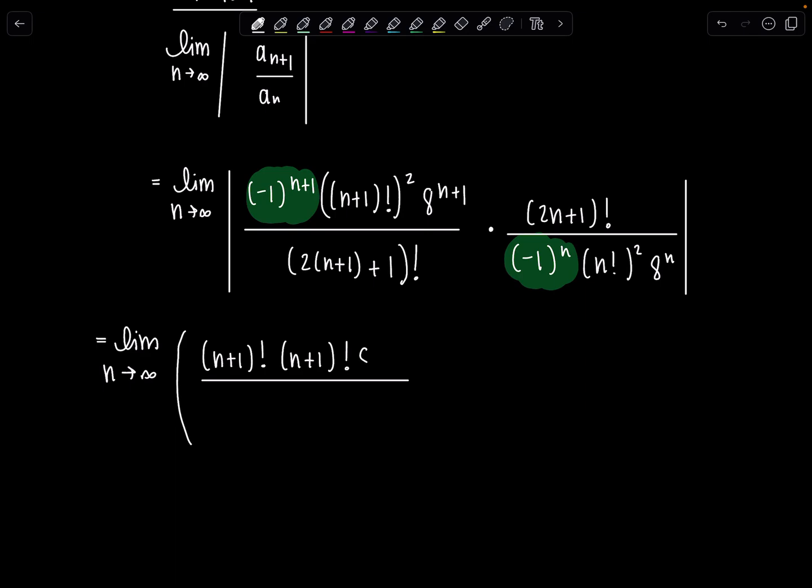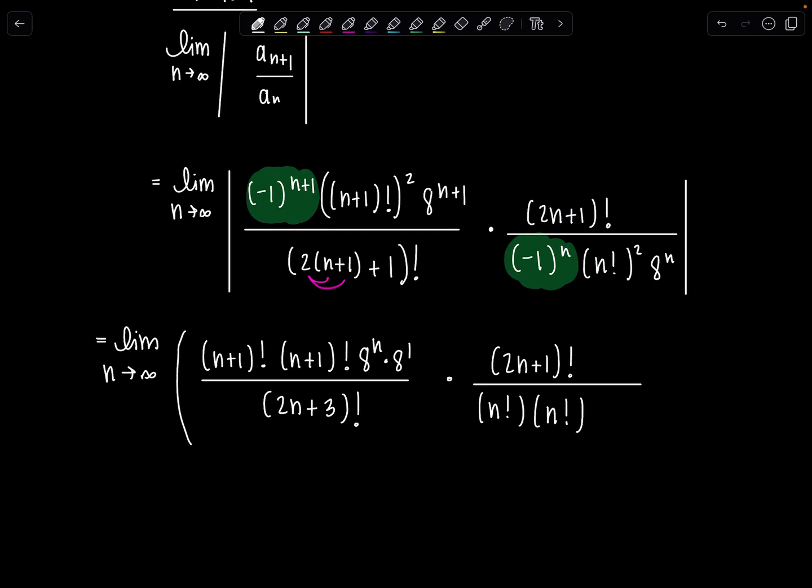8 to the n plus 1 we can write as 8 to the n times 8 to the first. And then down here in the denominator now, we have 2 times n plus 1. That's going to be 2n plus 2. Plus another 1, so now we have 2n plus 3 factorial. And then in the numerator here, 2n plus 1 factorial. Again, why don't we write out n factorial squared separately, n factorial times n factorial, and then 8 to the n. Good?